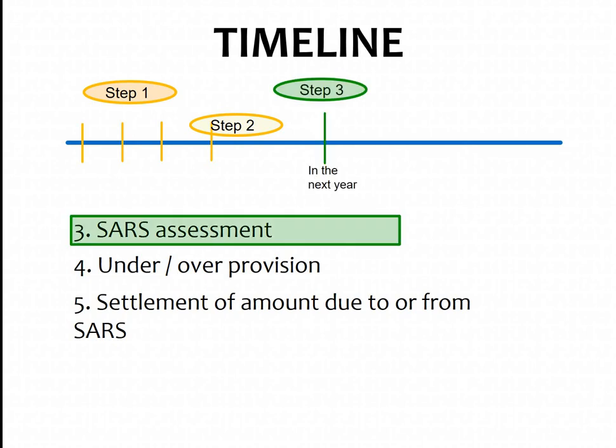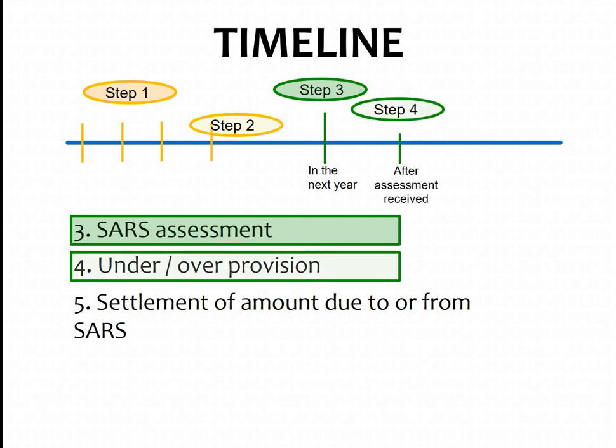And then the next 3 steps take place in the following year. The SARS assessment will be received. SARS will send you your final assessment saying you owe X amount. Then you need to compare what does SARS assessment say compared to what I've provided for. In step 2, we provided for our final income tax, and step 3 tells us what SARS gives us. Now, step 4 looks at the difference between the 2, which is your under or over provision.